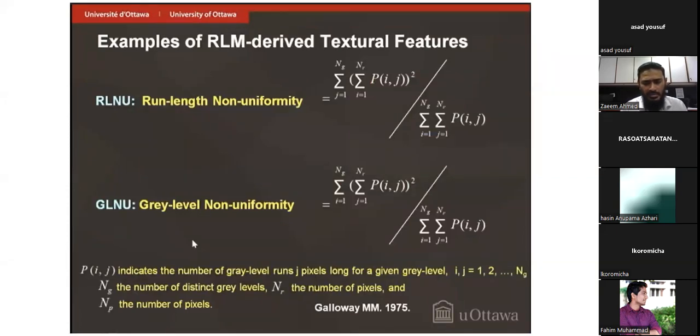Once you have the values for these, you have the radiomic values for these features. These classical radiomic features were first calculated in 1975 by Galloway. So these are the basic classic radiomic features. And now we have a lot of radiomic features derived from these basic ones.